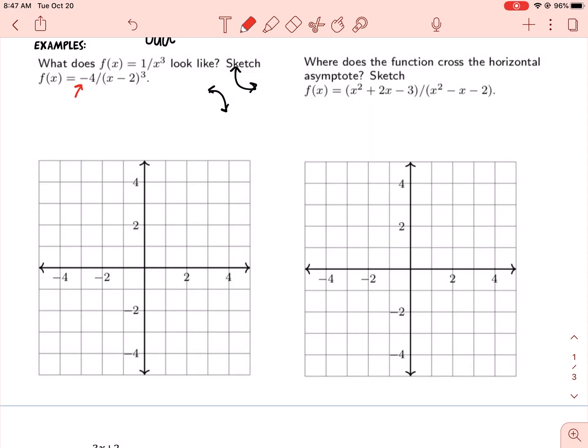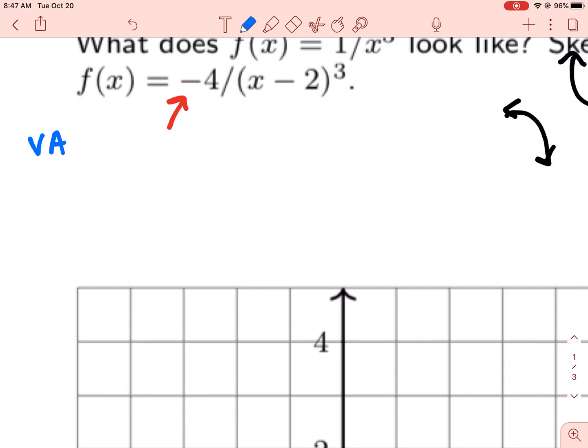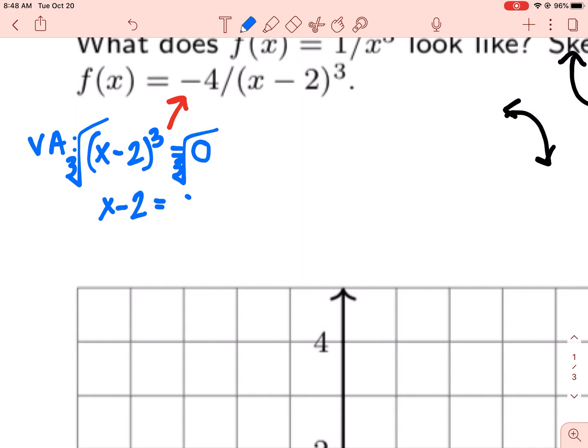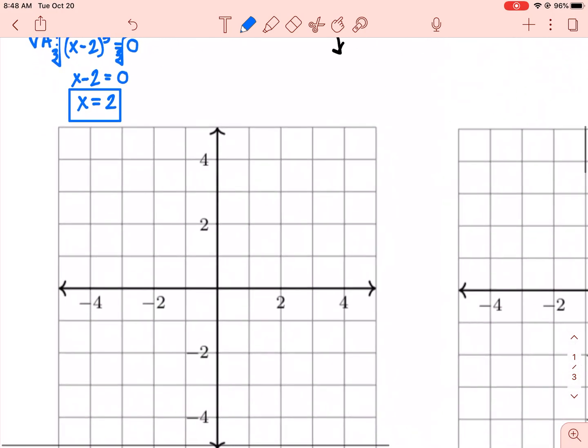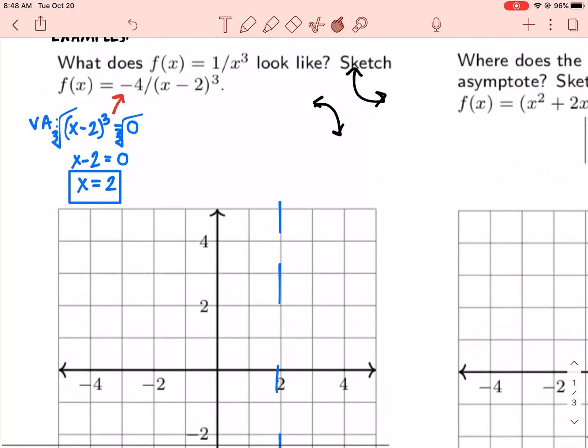But let's look at the steps. Step 1, factor top and bottom. Can't do that. Step 2, cancel out any holes. Nope, can't do that. Vertical asymptote, what makes the denominator equal to 0? So vertical asymptote, denominator equal to 0. I can just take that cube root, get rid of it. So x equals 2 will be my vertical asymptote. And please just have that sheet next to you with all the rules.